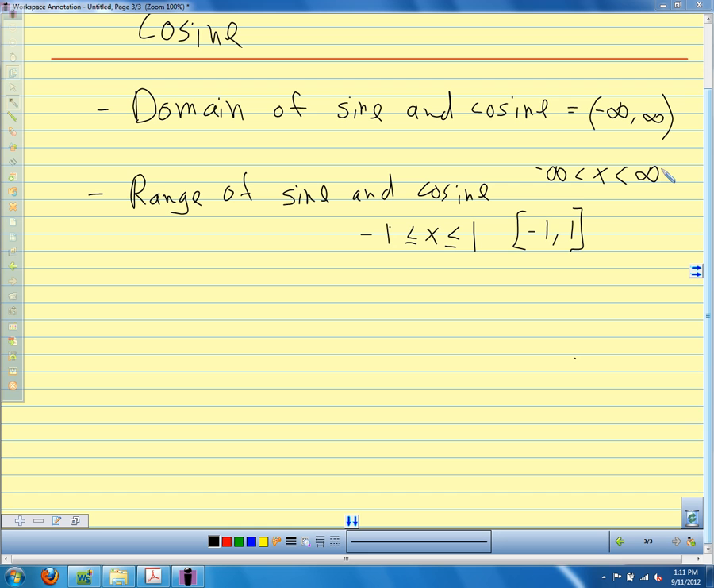So we say that the sine and the cosine are periodic. Sine and cosine are periodic. Periodic just means it repeats. Over a certain interval, over certain values for x that we plug in, our function repeats. That's what periodic means.